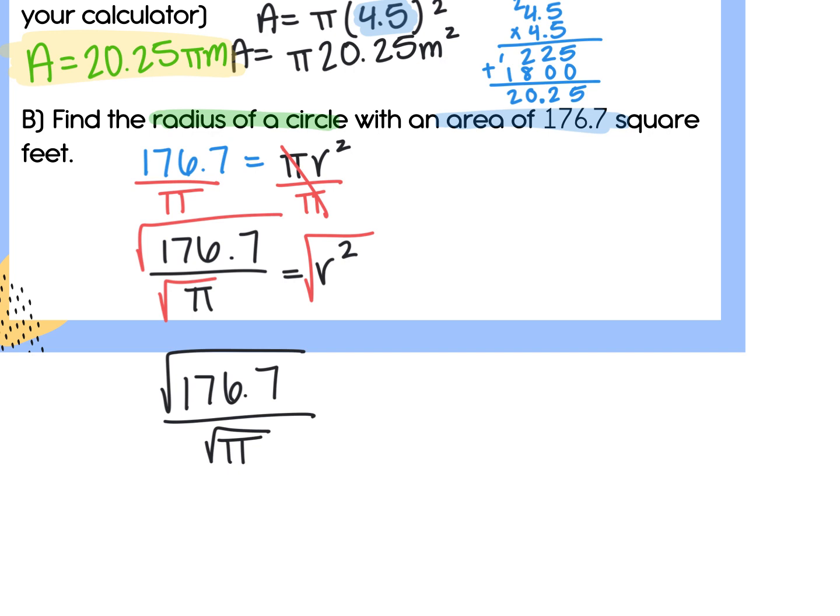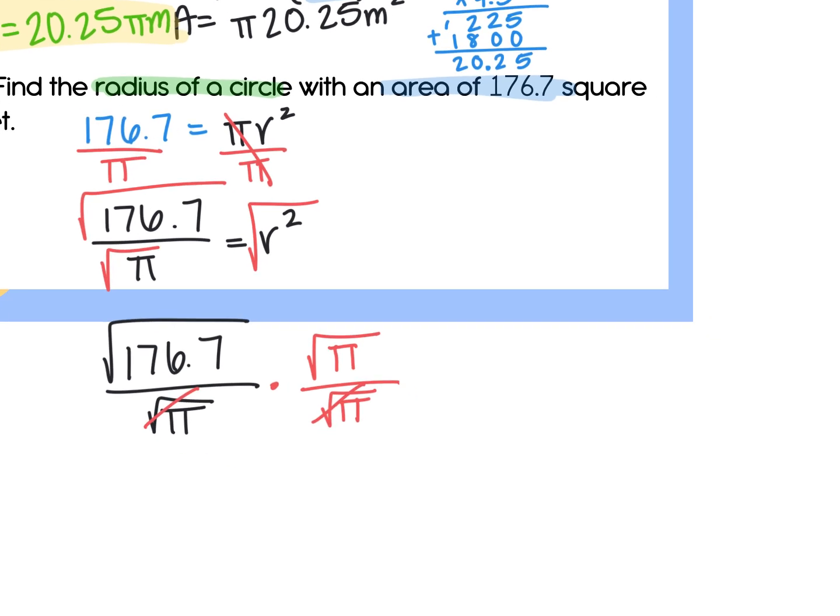How am I getting rid of it? I need to multiply top and bottom by radical pi. These are going to cancel out, and then I'm going to get my answer left over. My radius equals the square root of 176.7 pi over pi. And I'm done.